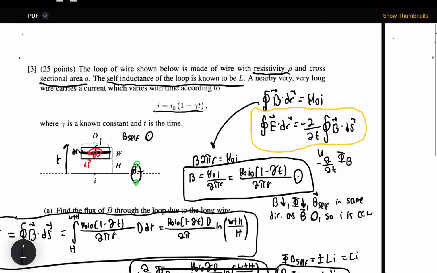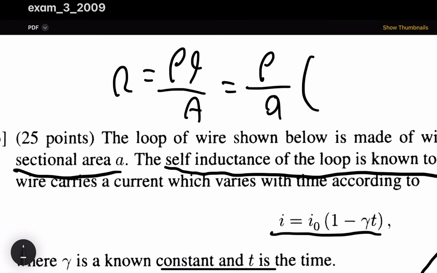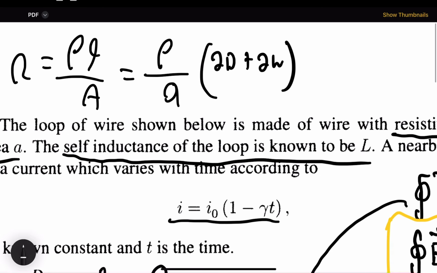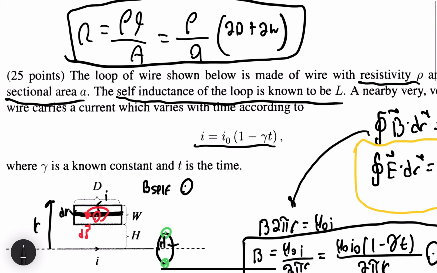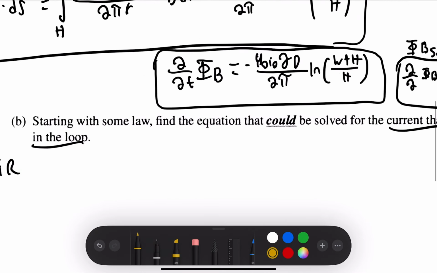So let me just write that again. Resistance is rho L over A. Rho is given. A is given as little a. The length of the wire: I have a D, I have W, I have another D, I have another W. I have a D top and bottom, W left and right. So that's 2D plus 2W. It's the length, and I'm going to call this R. I'm not going to rewrite it. So that's the R that I'm talking about down here.